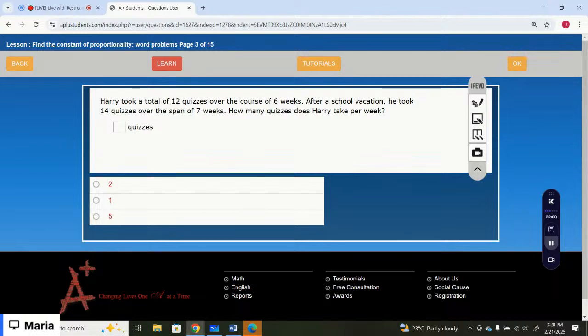You need to calculate how many quizzes he did per week. So you have to calculate the constant of proportionality, that is y over x. So let's just make a table, see which is x and which is y.